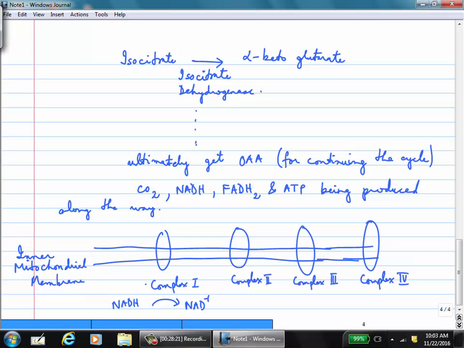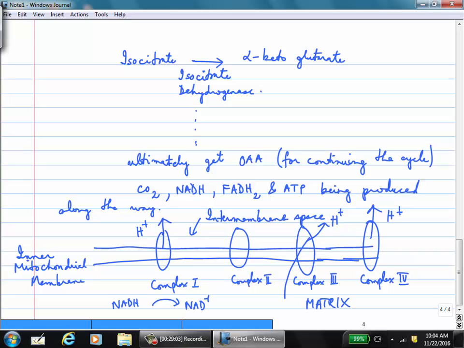So this side at the bottom is the mitochondrial matrix, and at the top is the intermembrane space between the inner and the outer mitochondrial membrane. So complexes 1, 3, and 4 will pump hydrogen ions, or protons, from the matrix into the intermembrane space.